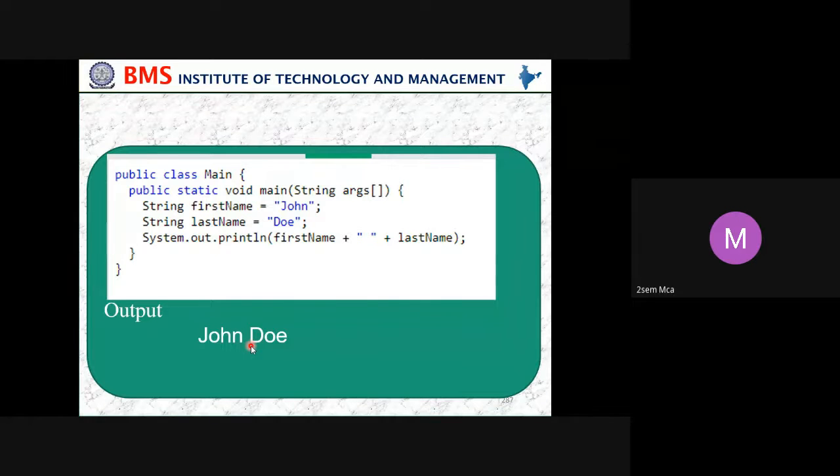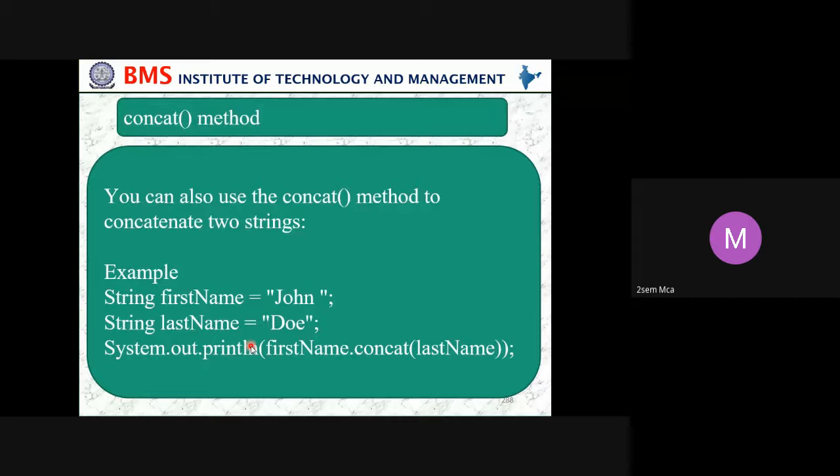Next, one more method, a built-in method that we have, that is concat. This is a method called concat. The same concatenation we are doing. Concatenation again is combining, but here with the specific name, we are using a concatenation method. You can also use the concat method to concatenate two strings. Same way, John and Dio. But here you can see this in the printf statement. What is the difference?